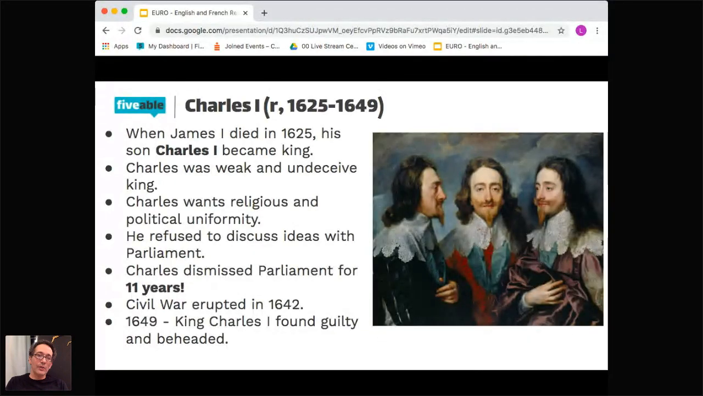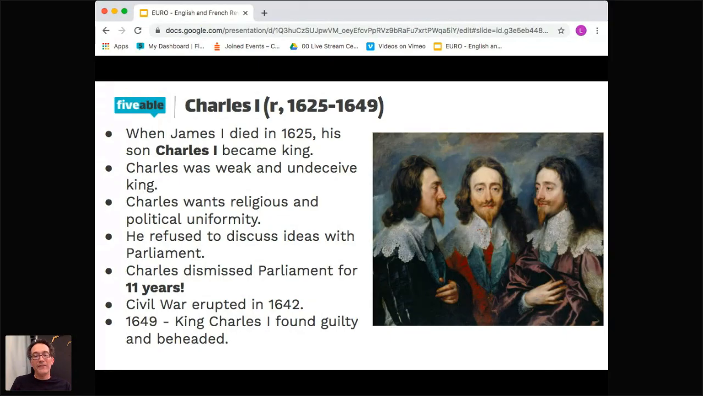Now, Charles, also like his father, believes in the divine right and also doesn't really want to talk with Parliament too much. He wants money and he's not interested in hearing them. When Parliament refuses to give him his money, basically, he dismisses Parliament and rules England as a dictator for close to 11 years. So that's kind of the root cause of that situation.